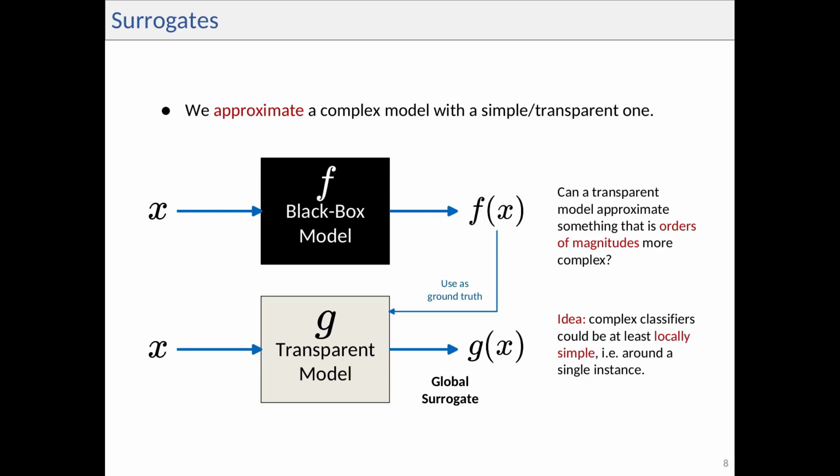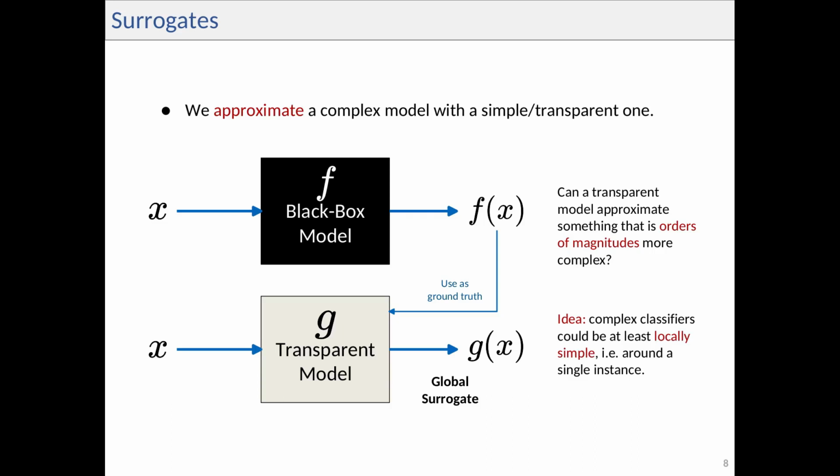Now, of course, here our intuition tells us, wait a second, can a transparent model really approximate something that is orders of magnitude more complex? And the answer is no. Otherwise, G would have the same performance as F. And so what would be the point in training F in the first place? If G can achieve the performance of F while being a lot simpler, it means that F is just way too much for the task, and you would have definitely been fine with something much simpler.